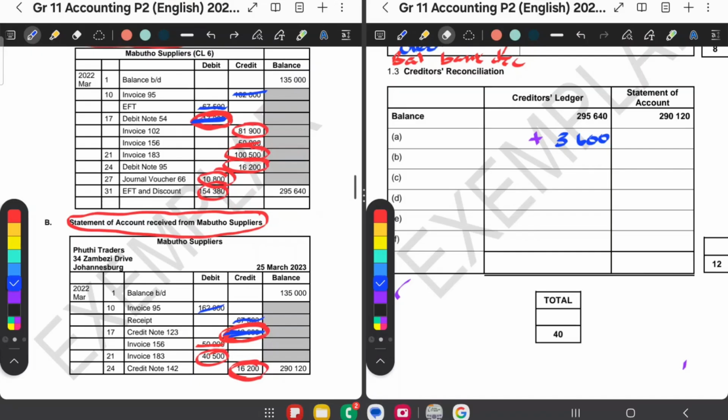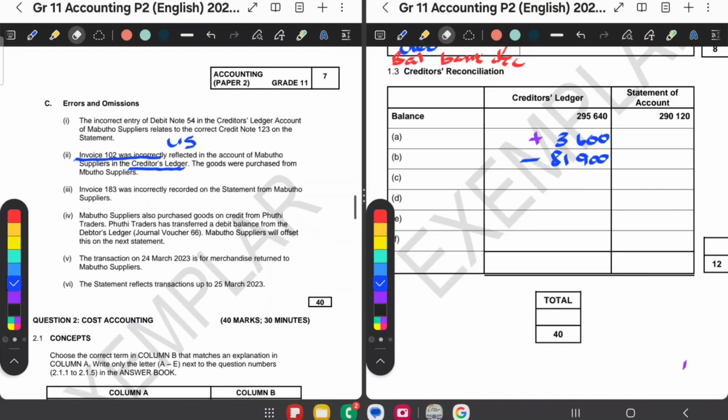We made the mistake. So an invoice is always what you think you must do. To cancel an invoice, we're going to minus the amount, 81,900. So I'm going to go to the ledger because we made the mistake, minus 81,900. Now we can cancel that amount. And let's go to the next adjustment. Adjustment number 3 says, invoice 83 was incorrectly recorded on the statement of Mabuto suppliers. So incorrectly on the statement, so they made the mistake. So I'm going to the statement.